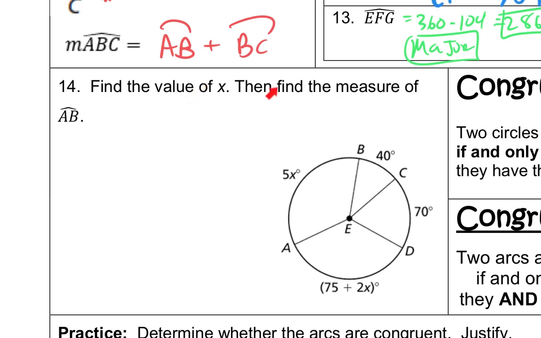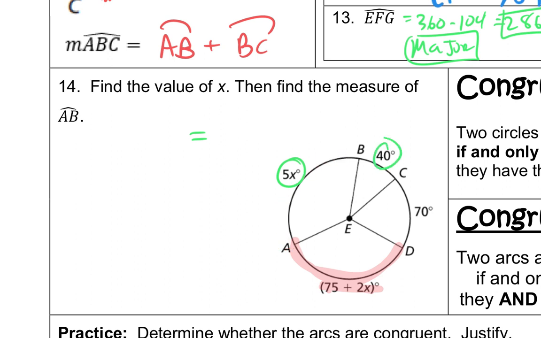All right, so it says find the value of x, then find the measure of AB. Okay, so x, if we look over here, what they're saying is this represents this arc right over here. Well, if we need to solve for x, that means we need to make some sort of equation involving x. Well, what do we know? We know all these measures. These are all measures on the outside. So this is from here to here.